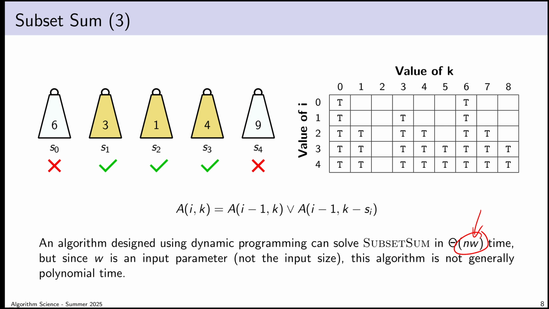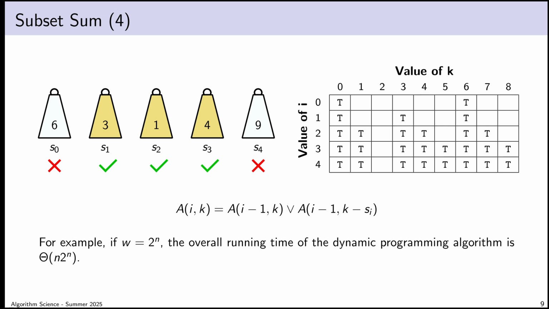The classic example of a case where that might not happen is, what if W is equal to 2 to the n, or larger than that? Well, in that case, if we substitute W into our expression for the running time, it is n times 2 to the n, which is very clearly not polynomial in the input size.